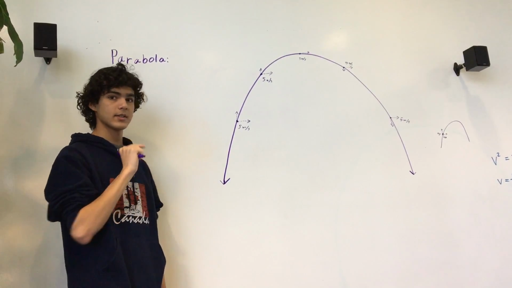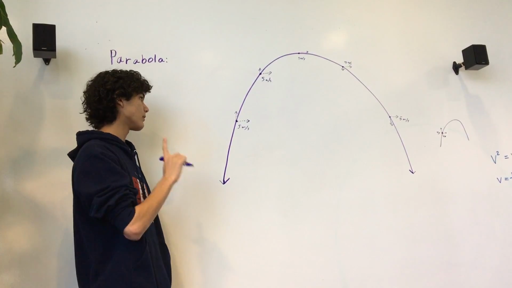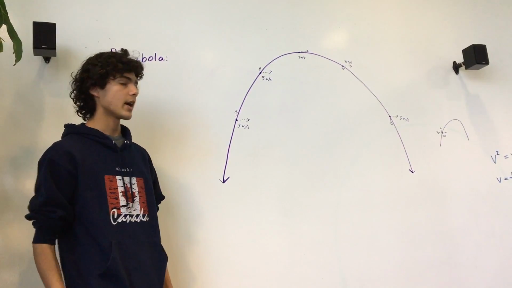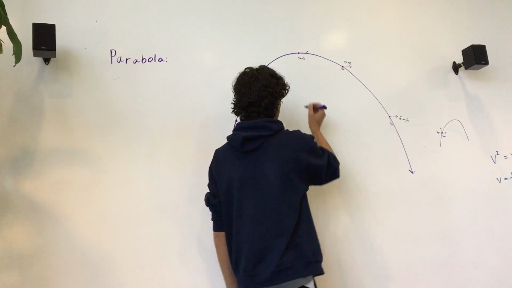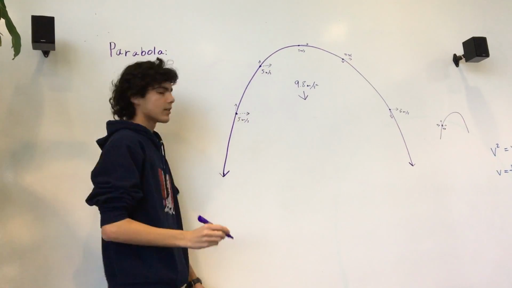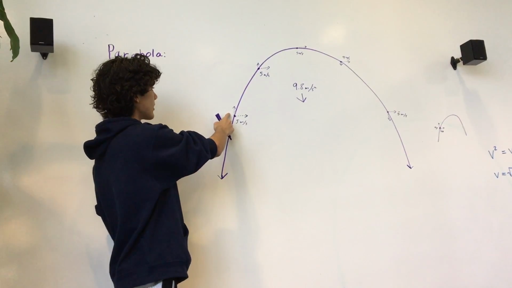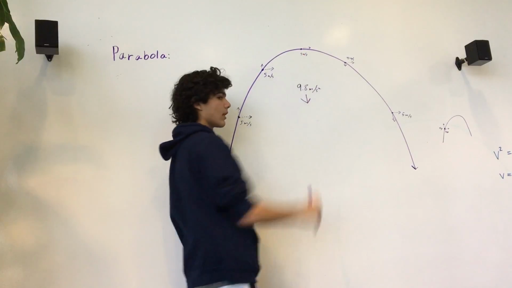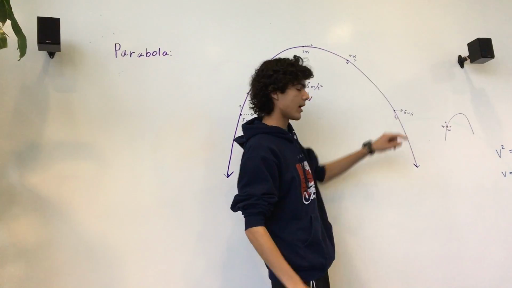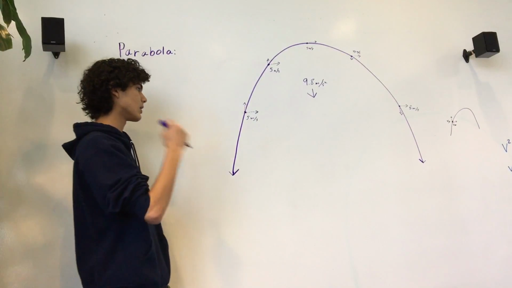However, due to gravity, the object will not have a constant y velocity. Instead, it will have a constant downward acceleration of 9.8 meters per second squared. Due to that, as the object goes forward and gets higher, the upward speed will decrease until it reaches 0 at the peak. And then it will begin to accelerate downward and go faster and faster downward as it moves on.